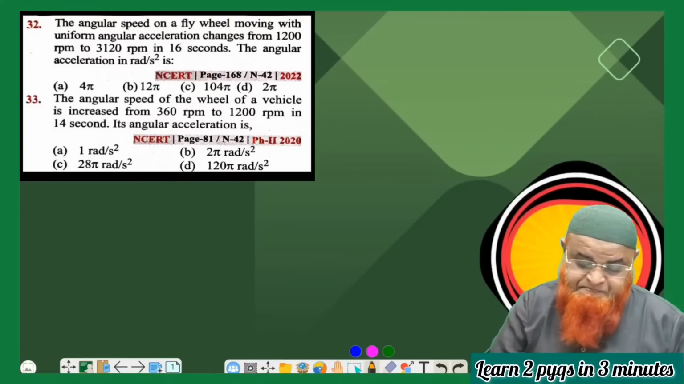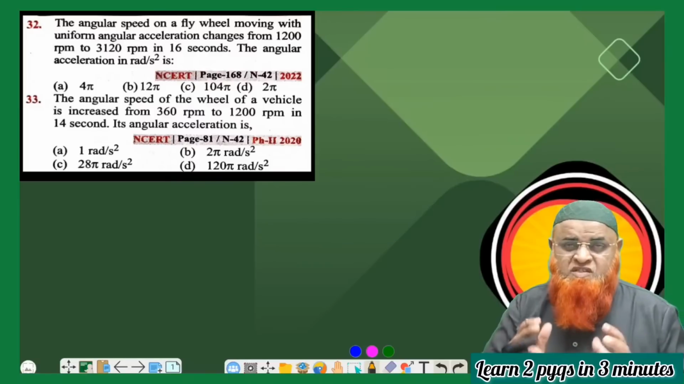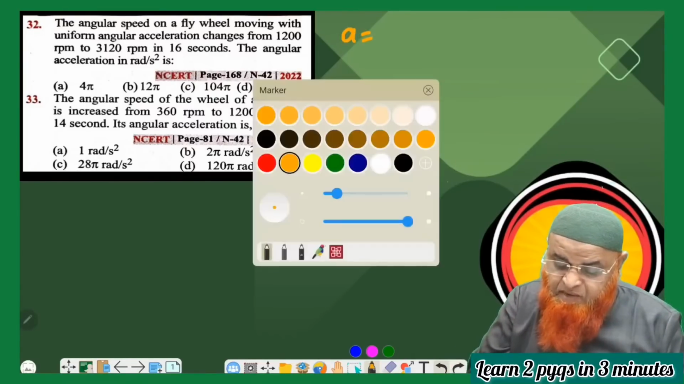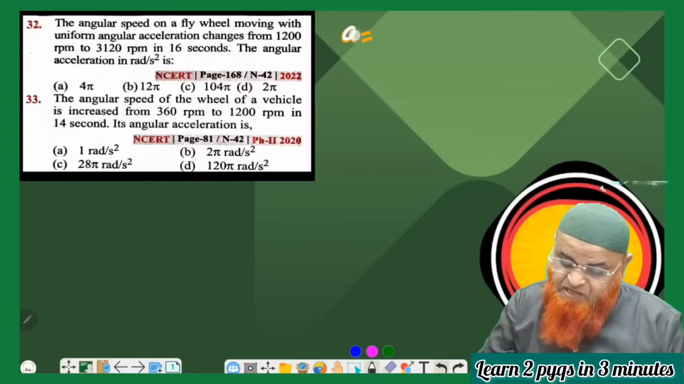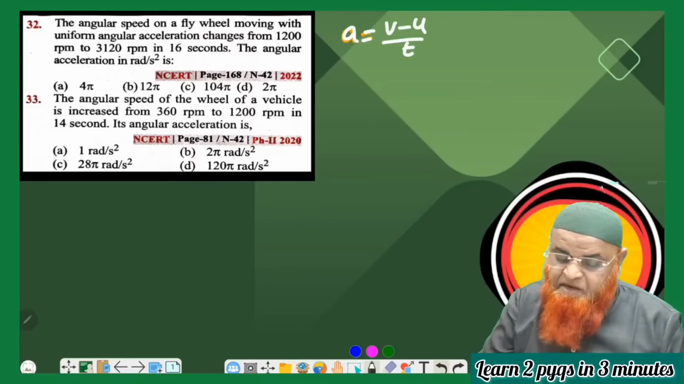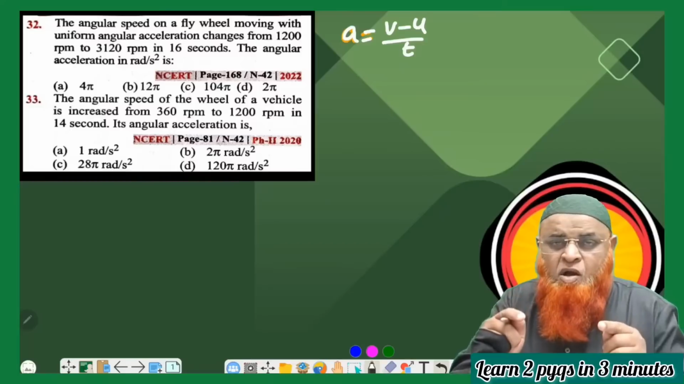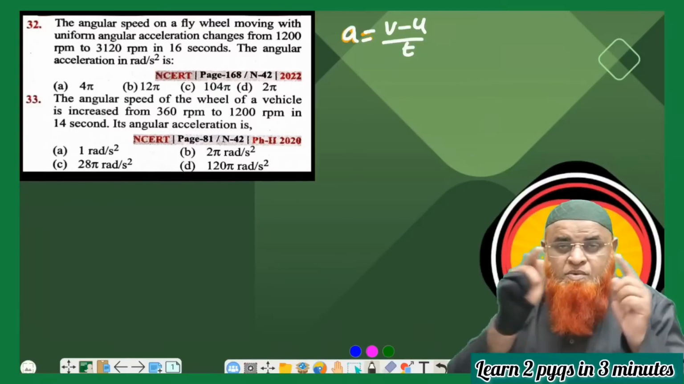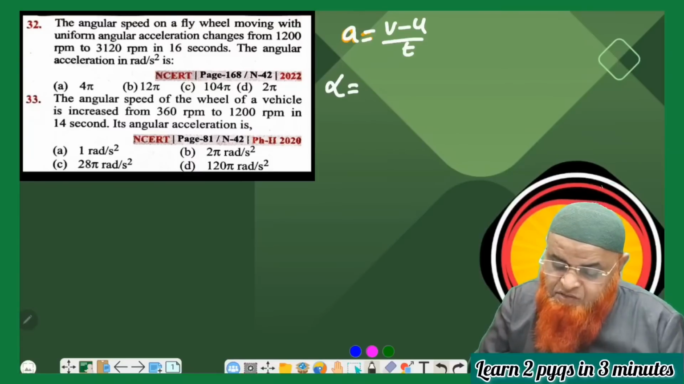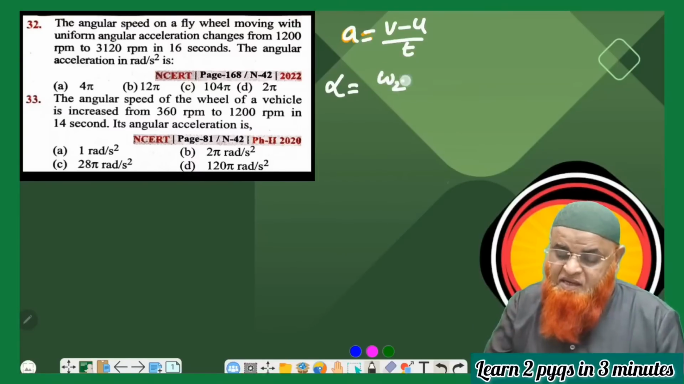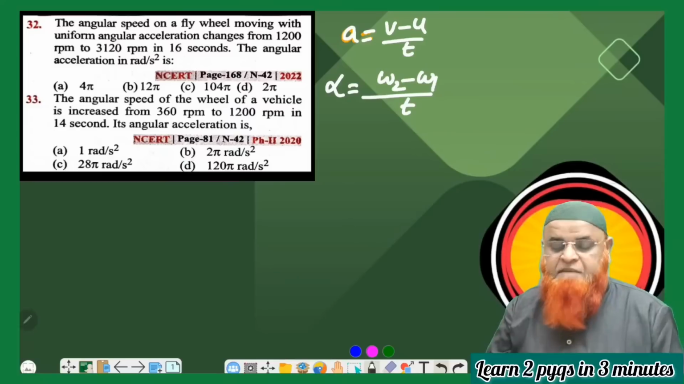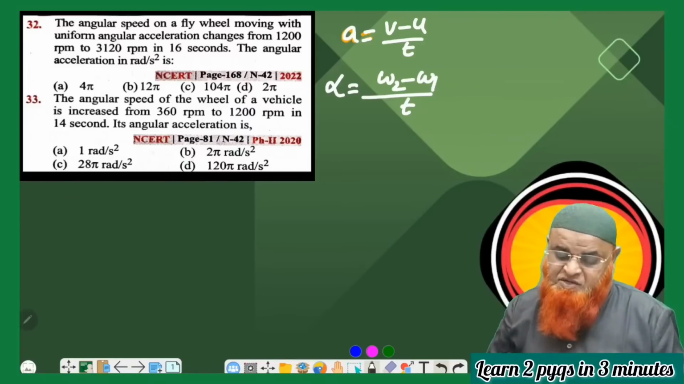So if you observe the first problem, first of all we should know the basics here. You all know acceleration, what is acceleration actually? Acceleration is nothing but change in velocity by time. This is analogous to circular motion. In circular motion, angular acceleration is nothing but final angular velocity minus initial angular velocity by time. This is the same as the linear acceleration.